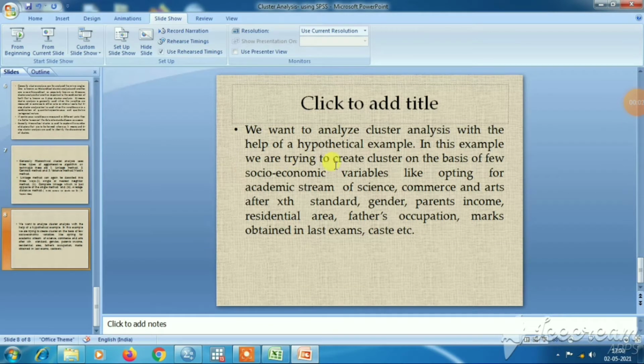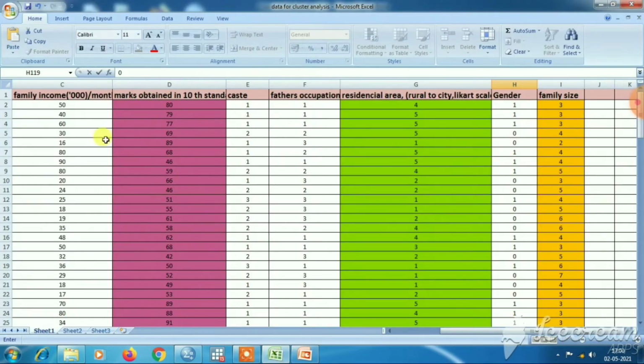So we want to analyze in this video cluster analysis with the help of a hypothetical example. In the example, we are trying to create clusters on the basis of a few socioeconomic variables, like opting for the academic stream of science, commerce and arts after 10th standard, gender, parents' income, residential area, father's occupation, marks obtained in the last exams, caste, etc. Let's see the hypothetical data set in the Excel sheet, which is just like this.